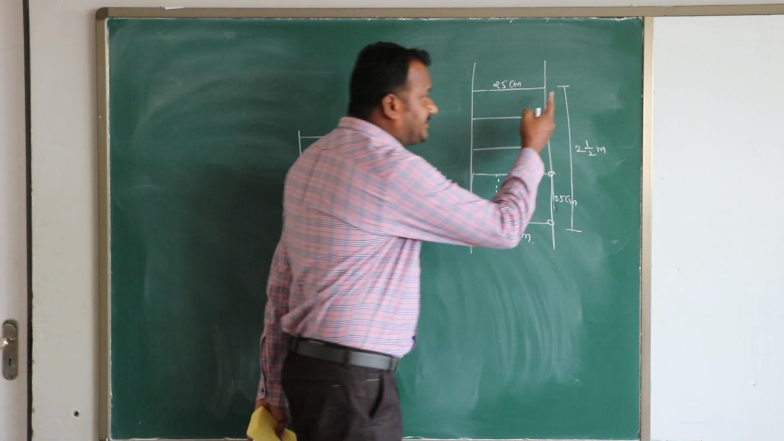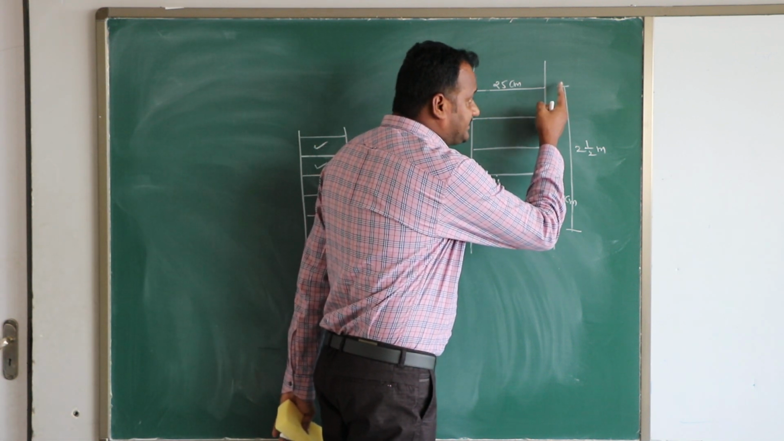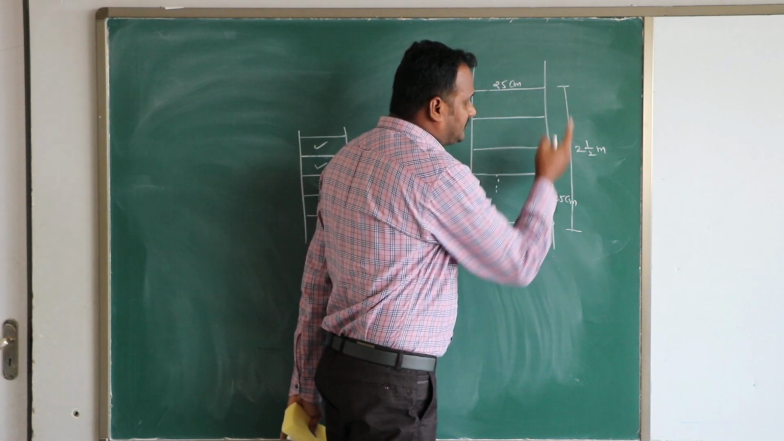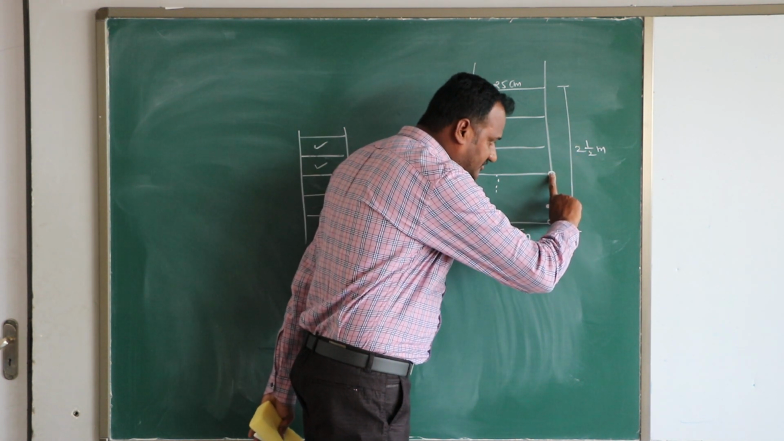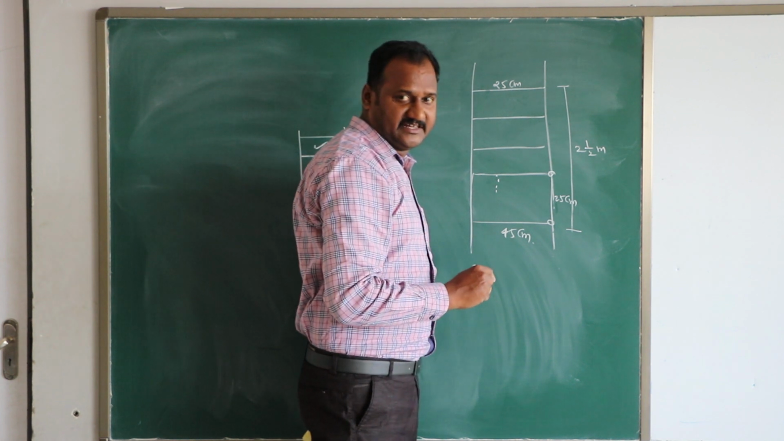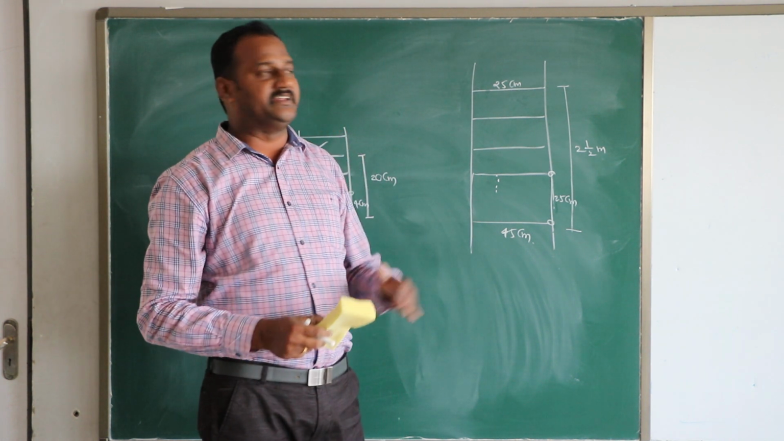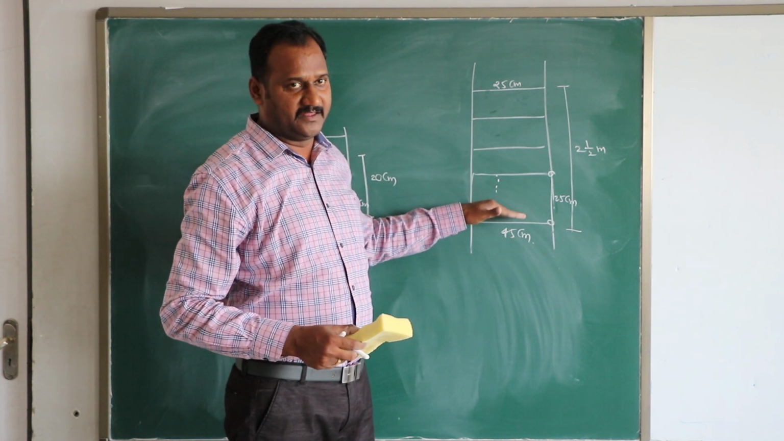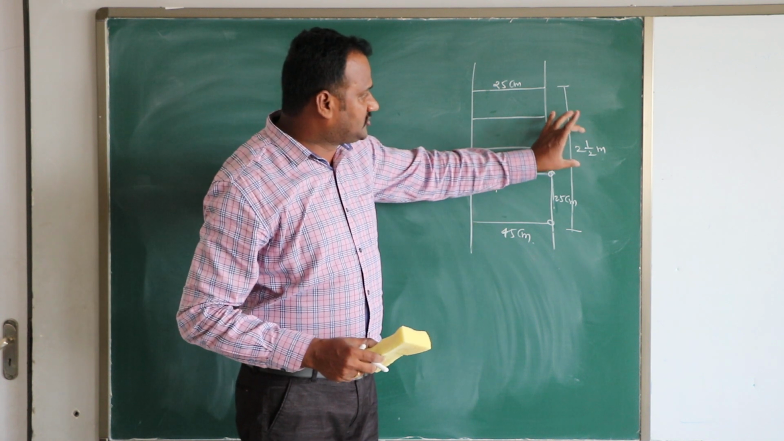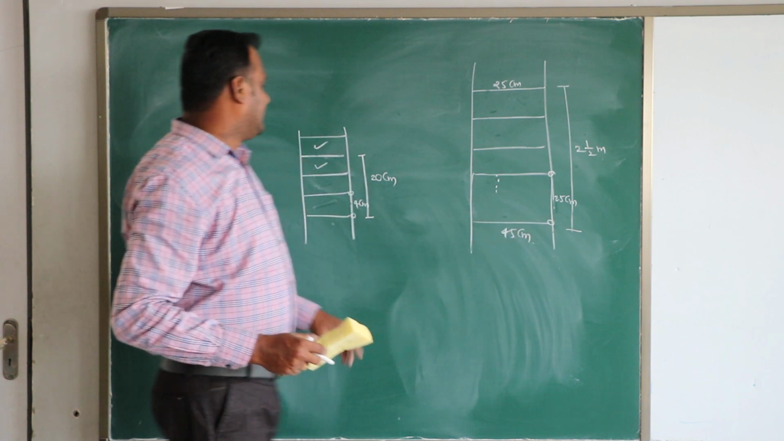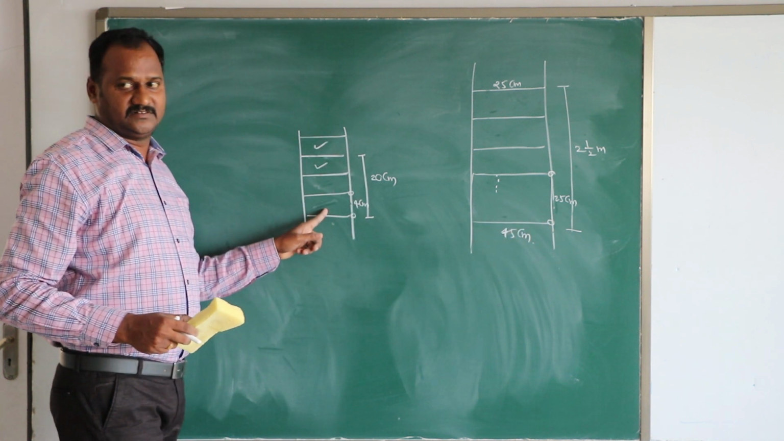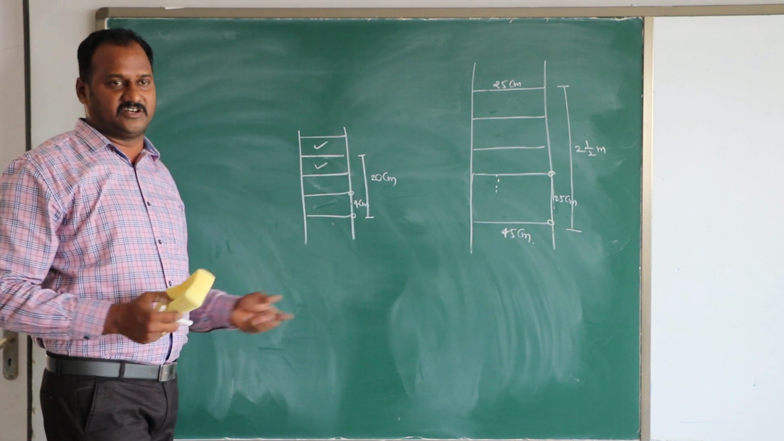With the help of this information given, the distance from the first rung to the last rung is 2.5 meters, and the distance between 2 consecutive rungs is equal to 25 centimeters. Then I can easily find how many gaps there are, right? So 2.5 divided by 25 will give the number of gaps. Number of gaps plus 1 is equal to the total number of rungs.